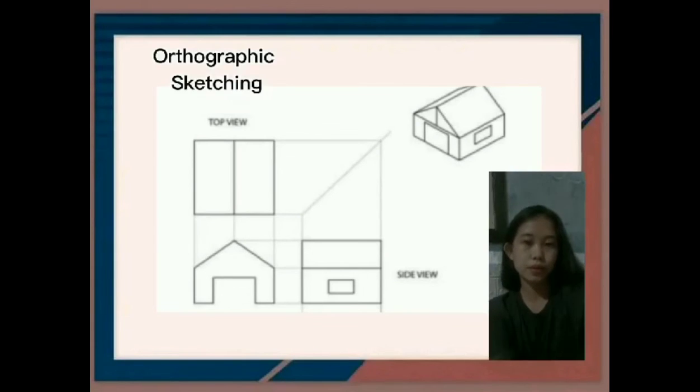So in orthographic, we have orthographic and isometric. In isometric is ang kabuuan nga lang nga atong makita sa object. Or ang orthographic proof is mao na ang mga views lang ang atong makita. Sa isometric, we have 30 degree, and sa isometric is 30 degree, ang orthographic is 45 degree.